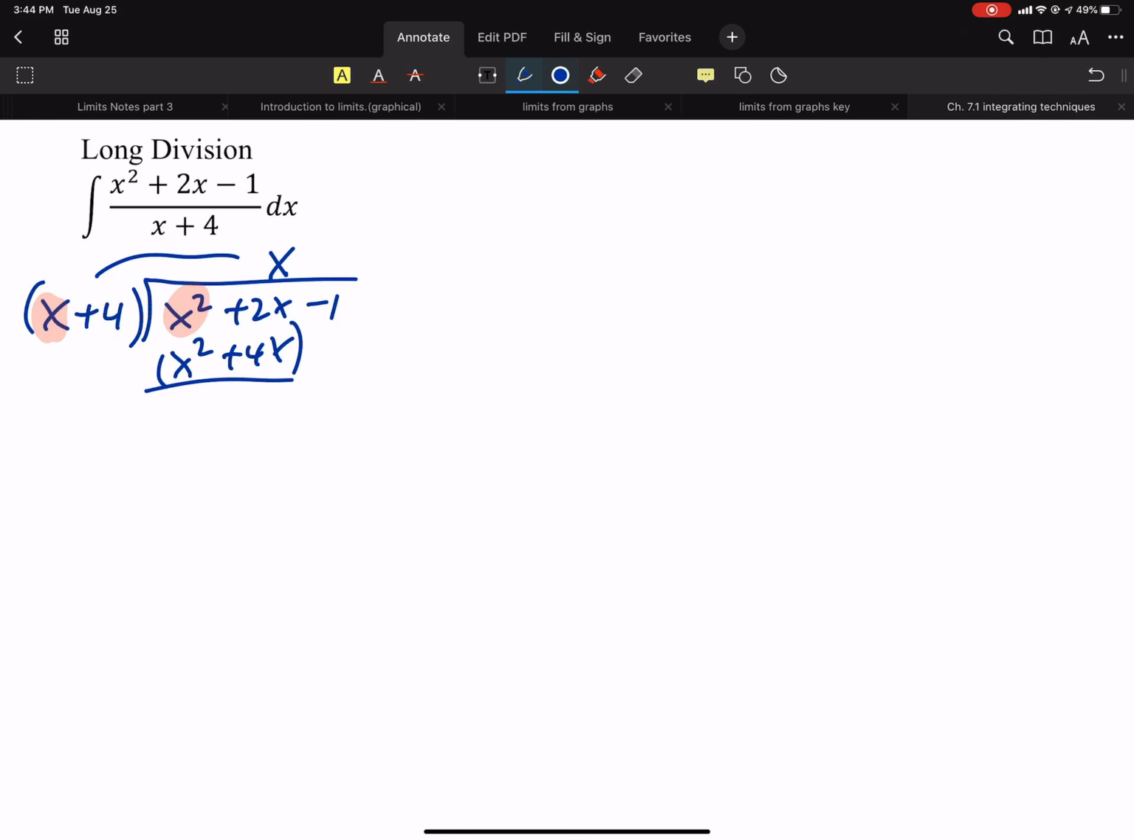And just like you learned in 6th grade, you subtract this. 2x minus 4x is minus 2x. x squared minus x squared is 0. You bring down the next one. And we go through the process again.